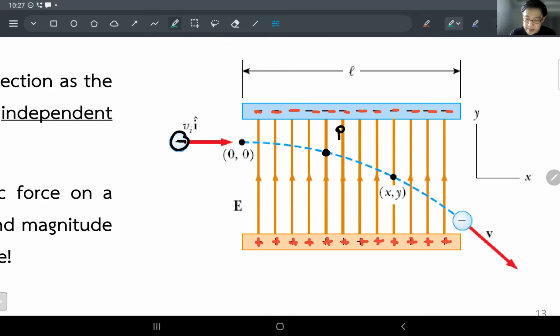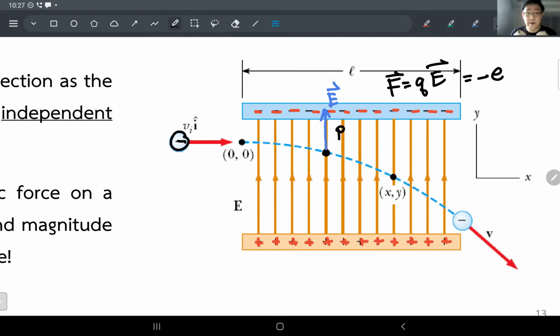Okay, so let me highlight that one. Electric field here is pointing up. Okay, it's fixed. But then we already said force is just charge times electric field, correct? So this particular electron has the value of the charge to be negative e. You guys remember this, right?